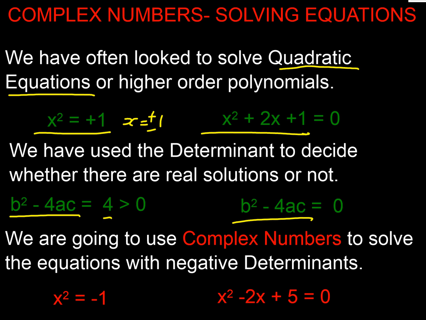So we're going to use complex numbers where we've got negative discriminants. We need a method of dealing with those for equations, and there's our most basic one, isn't it? x squared equals minus 1. And we're going to use complex numbers, as they're called, to deal with this.